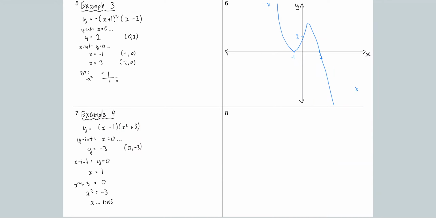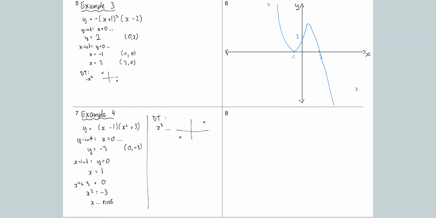So it's a bit weird. I wonder what that means it's going to look like. When you've done a few, you'll know what to expect it to look like, but until then, you can just get the other key information and figure it out from there. Dominant term, x times x squared is x cubed. So what does that mean? It means that it's going to start here and end there.